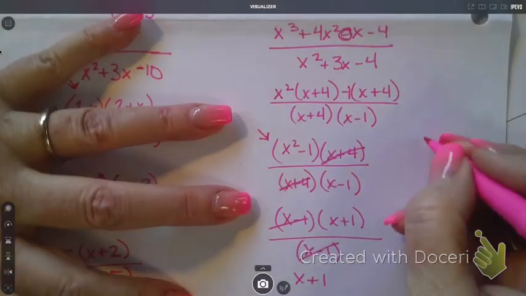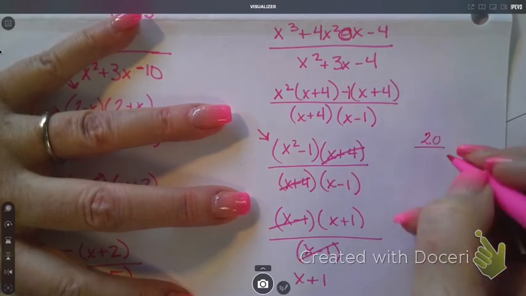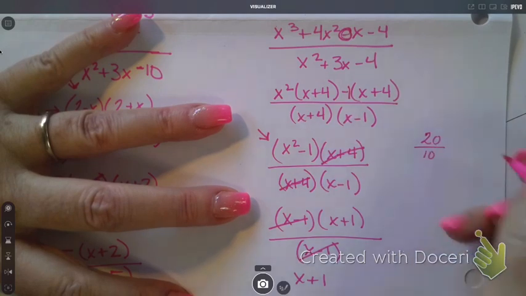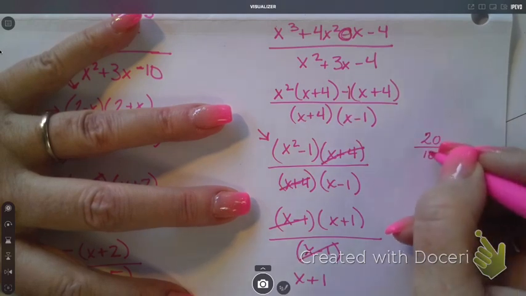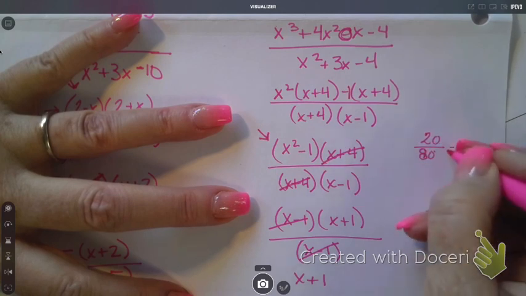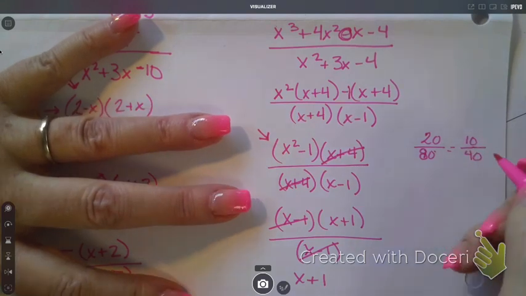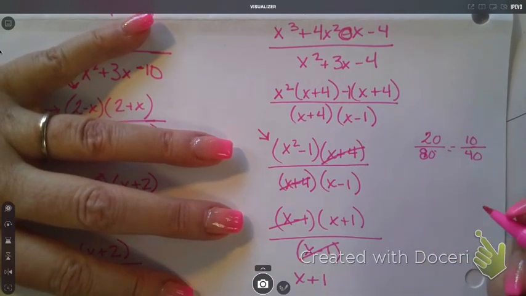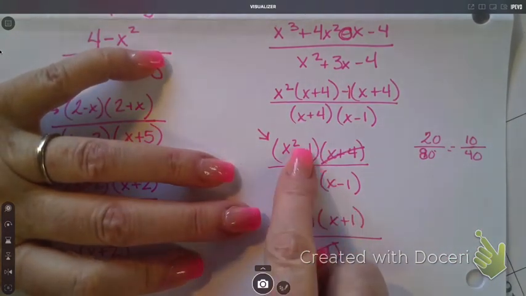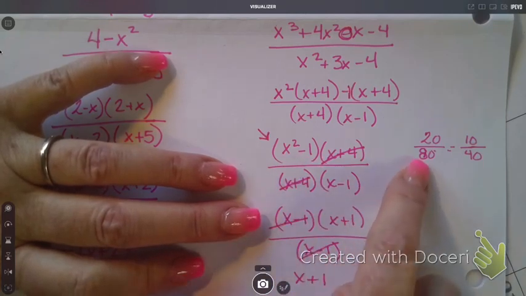So it's just like if I told you 20 tenths, and you told me no, 20 tenths is 80 fortieths. If you told me that was 10 and then 40ths, that's not a wrong answer, but is it done? No. That's what, if you would have stopped after this, if you would have just had x squared minus 1 over x minus 1, it wouldn't have been wrong, but it wouldn't be done yet.